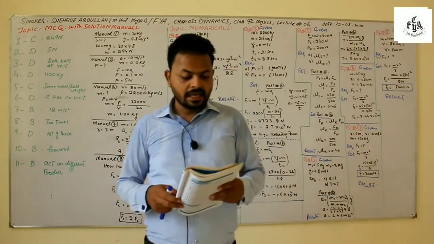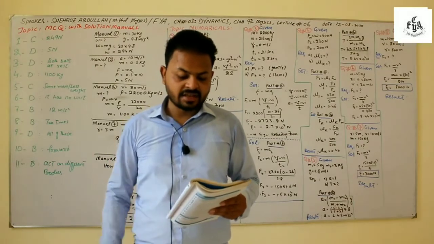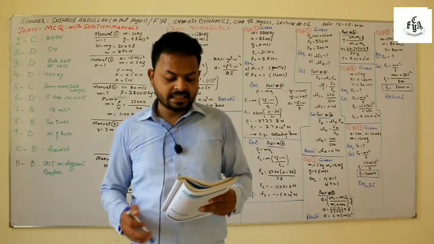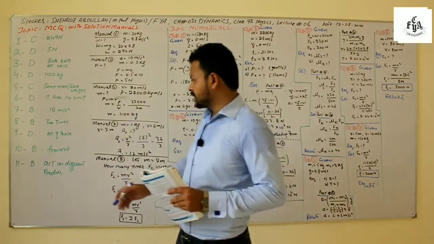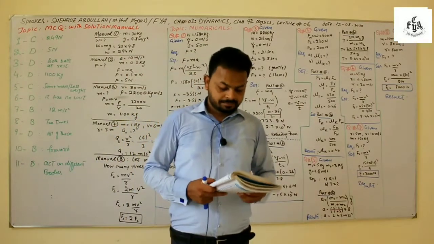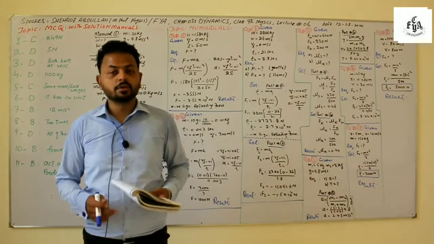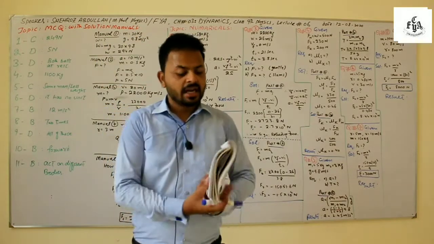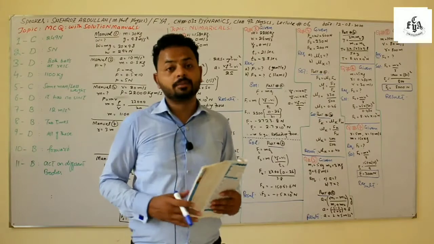Coming towards 11, in Newton's third law, the action-reaction pair does not neutralize each other because they act on different bodies. So MCQ 11, the right option is B. Okay, now this was all about MCQs with their solution manuals we have discussed. Now we are going to discuss all the numerical problems.